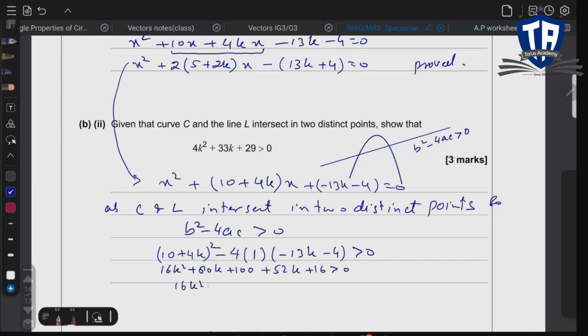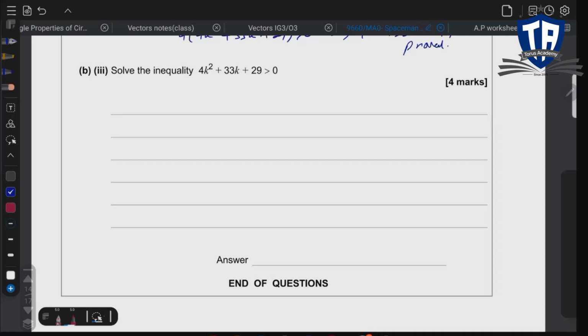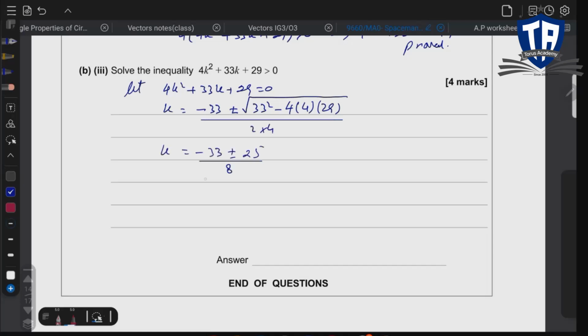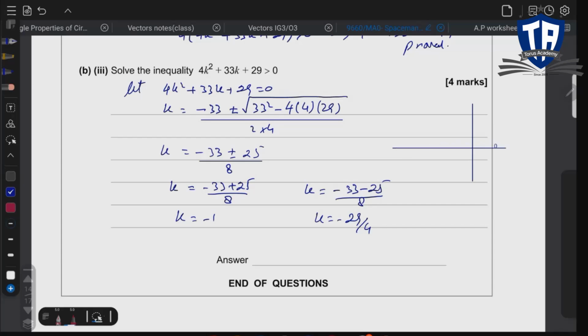Next is to solve this inequality. You can solve this inequality either by factorization or by using the quadratic formula. So I'm solving it by using the quadratic formula, and for that I'm supposing that this expression is equal to 0. We need to write the answer in the form of an inequality. For this, just draw a rough sketch of this situation, and this is a quadratic curve which is passing through these two points.